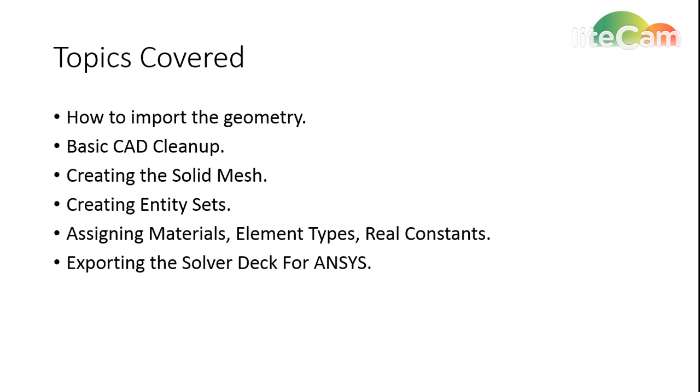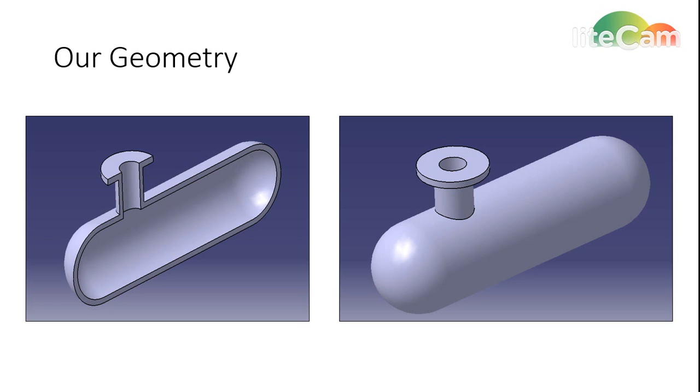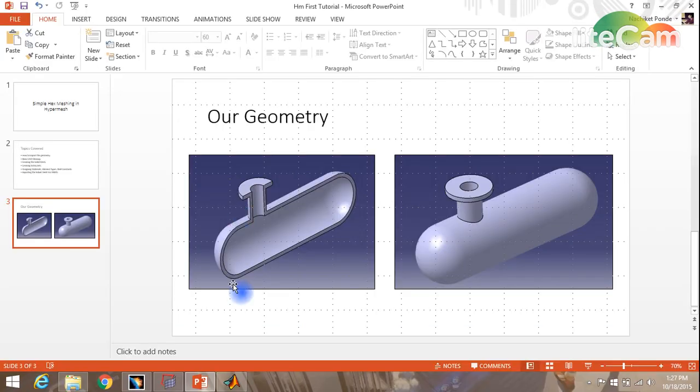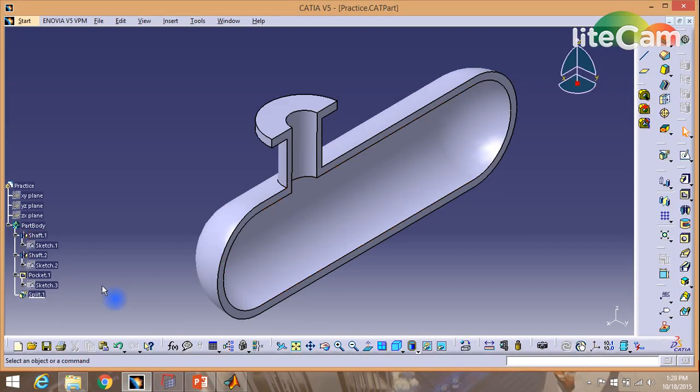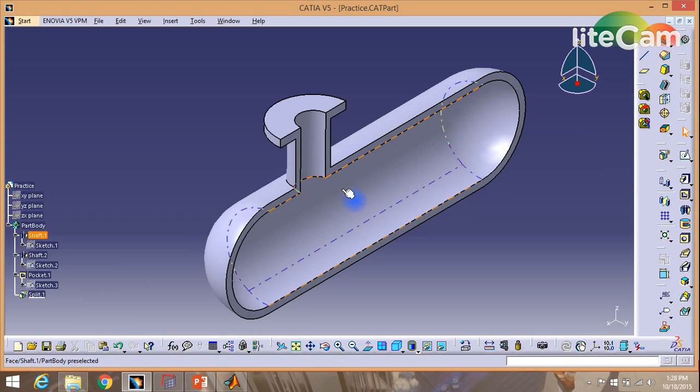Okay, so let's take a look at our geometry. This is our geometry that we'll be using for this tutorial. As you can see, this is a cylindrical pressure vessel, and it has two spherical ends and one nozzle opening over here. I have modeled this geometry in CATIA.